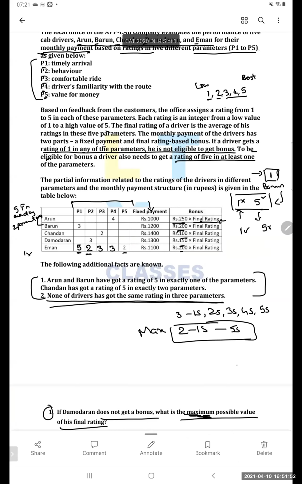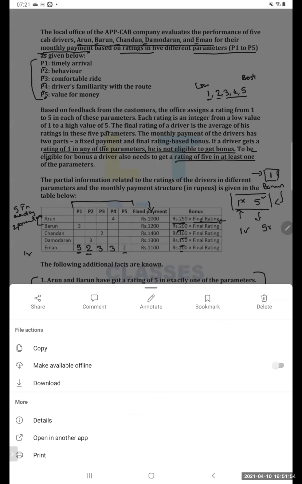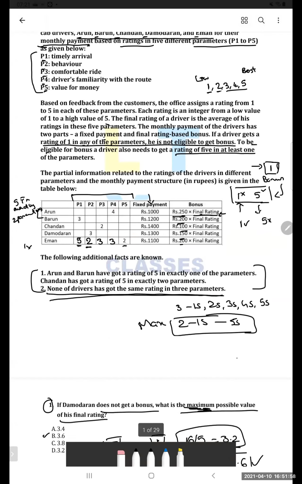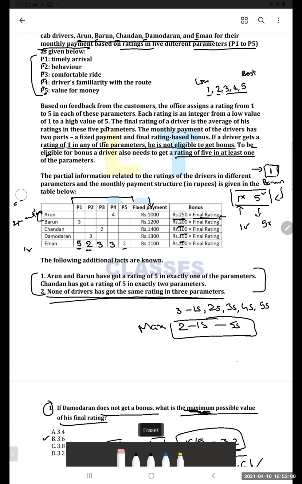One second, guys. Okay, can somebody refresh my memory? How are we going to calculate the final payment as per the question? Do you remember how we are supposed to calculate?